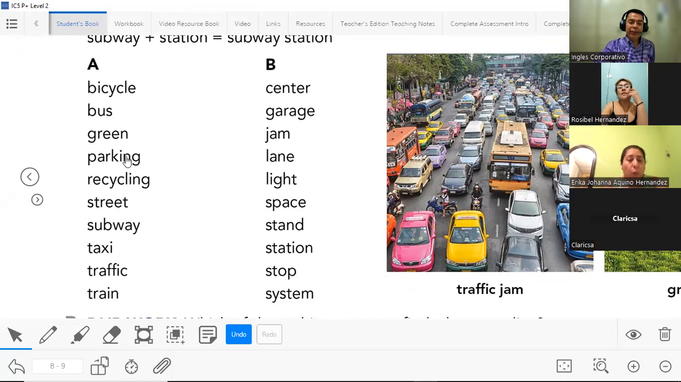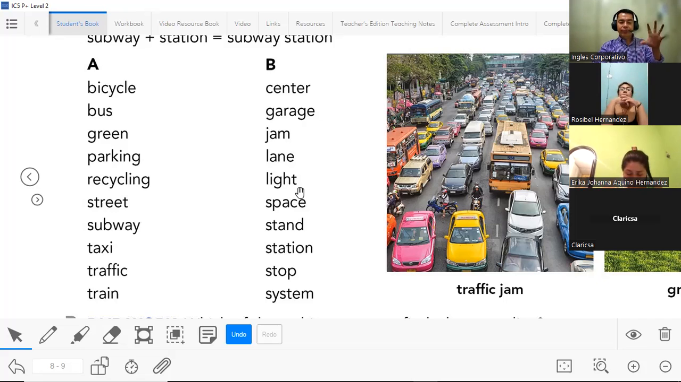Green, que es como área verde, ¿no? Green. Parking. Recycling. Street. Subway. Like the restaurant, you know, subway. Taxi. Traffic. Train, center, garage, jam, quiere decir trabazón, miren, este es un jam, traffic jam, ¿eh? Lane, lane quiere decir carril, right?